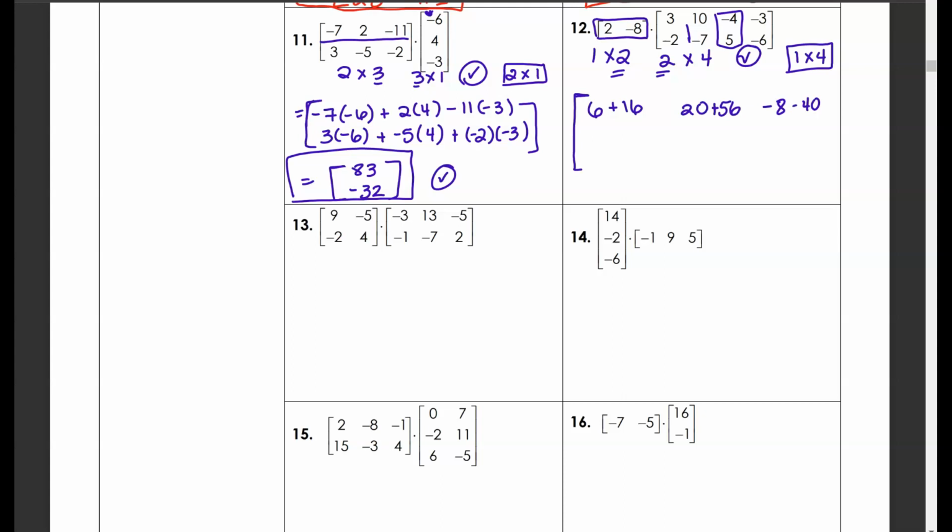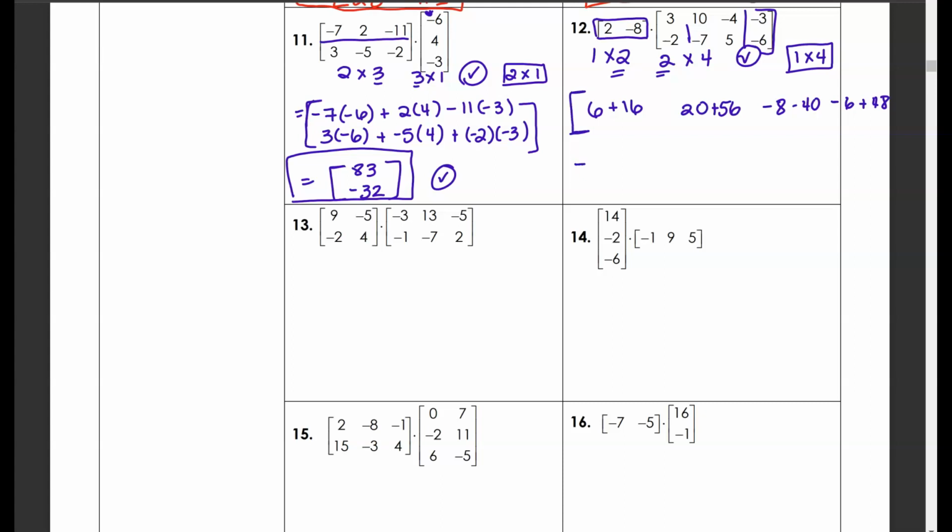And lastly, now we're on our last column here. So we have 2 times negative 3, which gives us a negative 6, and the negative 8 times negative 6, which gives us a positive 48. So we said it was only going to be a 1 by 4, and that's what we see here.